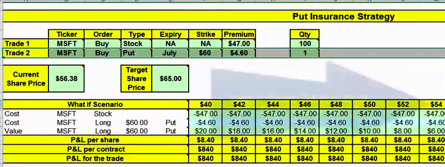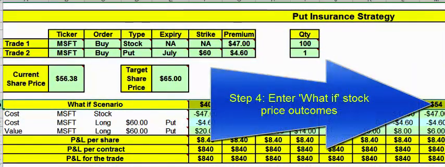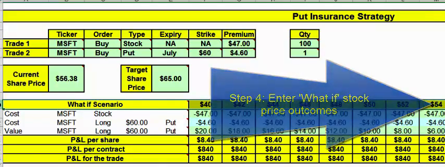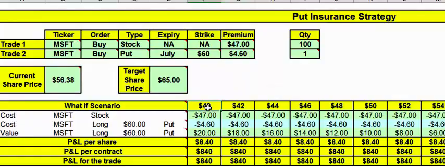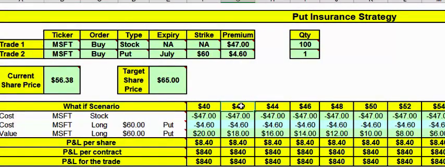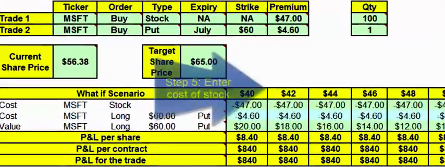So then we get into our what if scenarios. So this is where we say, well, what would it mean if at expiry for the put option the share price was at $40? What would it mean if the share price was at 42, 48, and so on and so forth? So they're what if scenarios for share price outcomes.